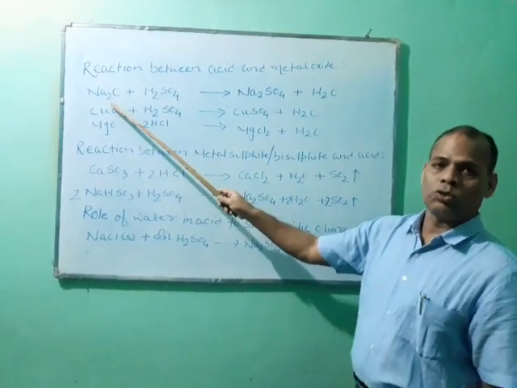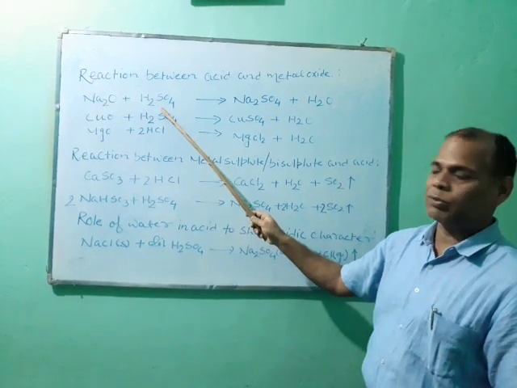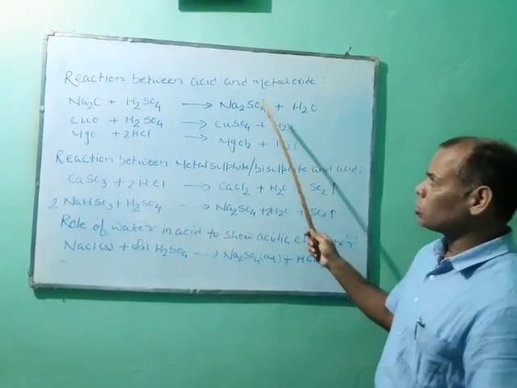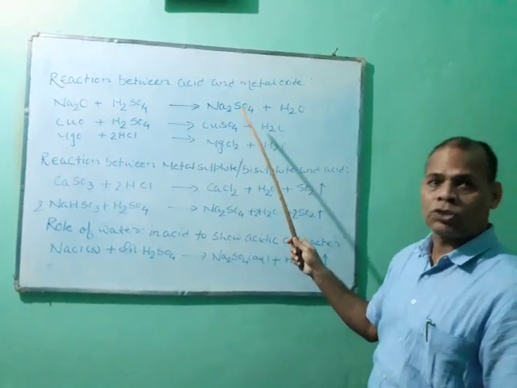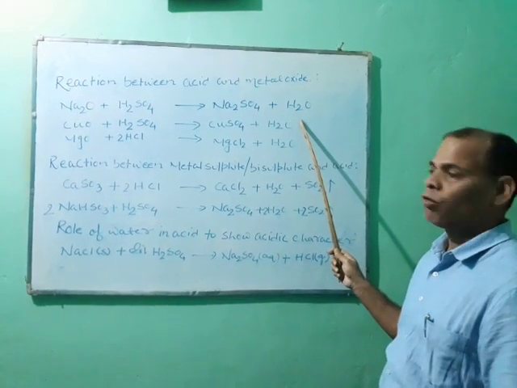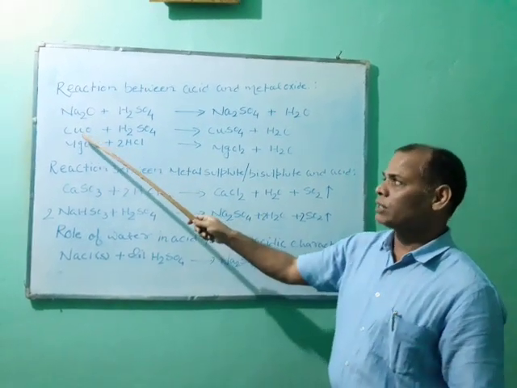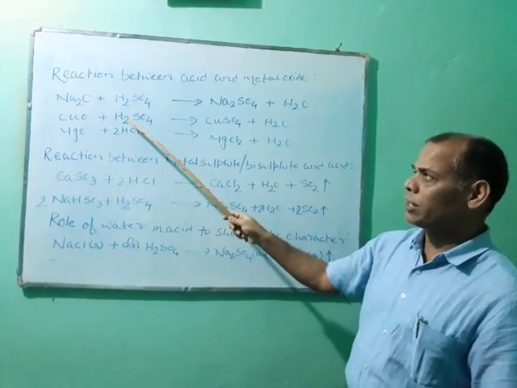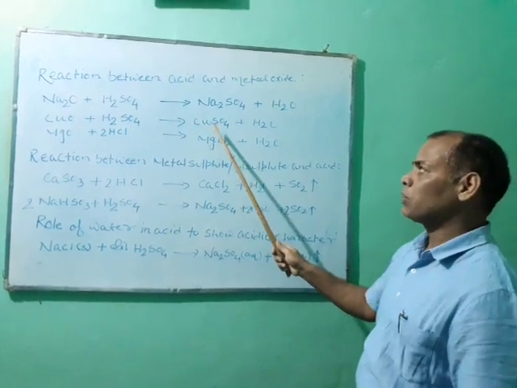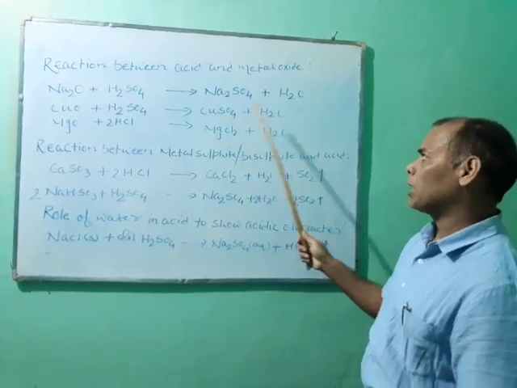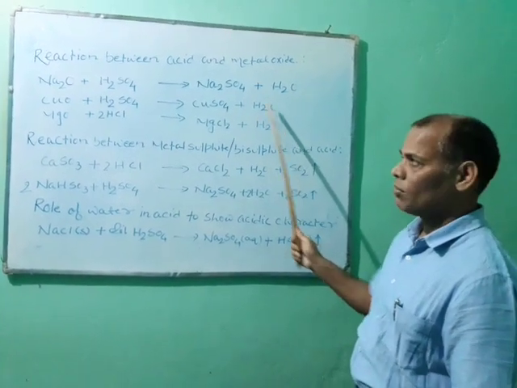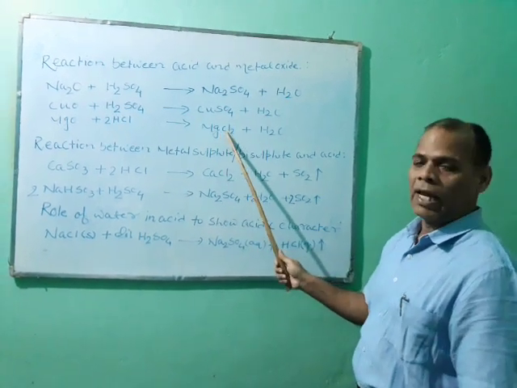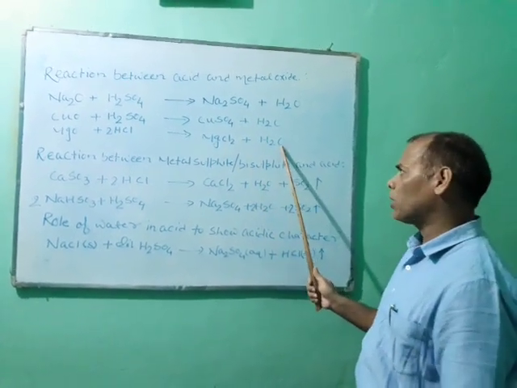For example, sodium oxide reacts with dilute sulfuric acid to form sodium sulfate and water. So the corresponding metal salt and water are formed. Similarly, copper oxide, which is black in color, when it reacts with dilute sulfuric acid, forms blue colored copper sulfate and water. Magnesium oxide reacts with hydrochloric acid and forms MgCl2 and water.